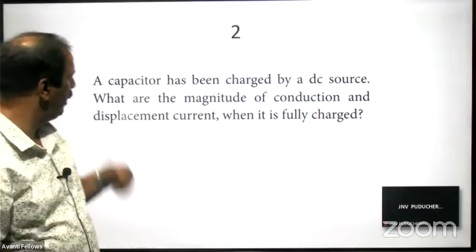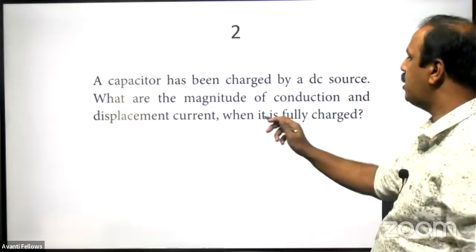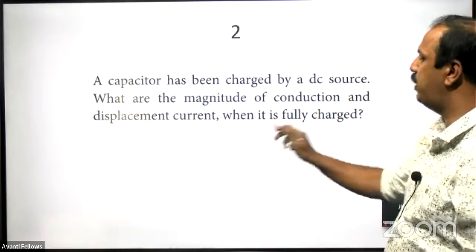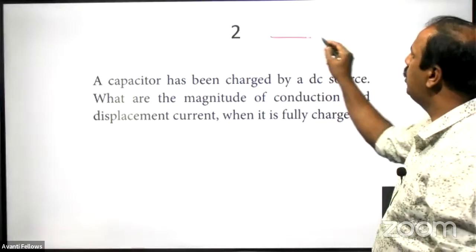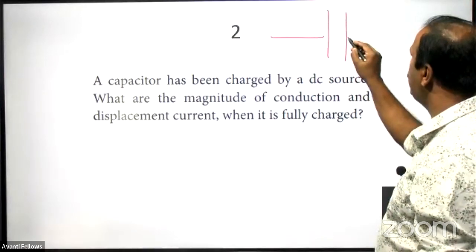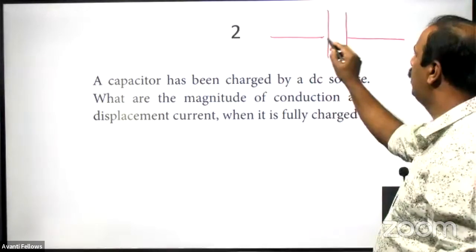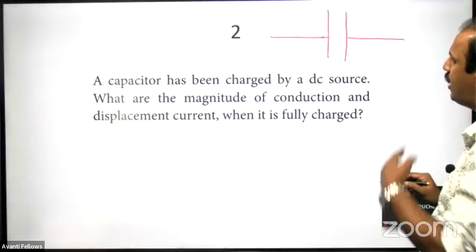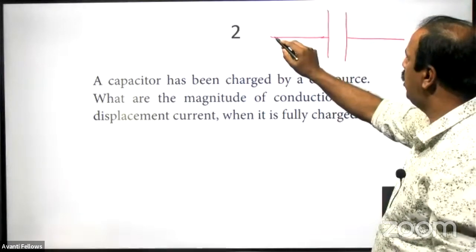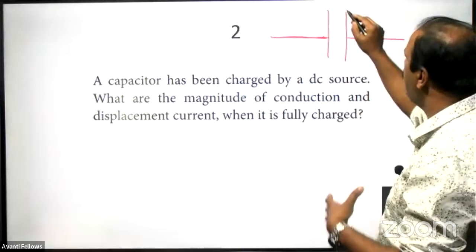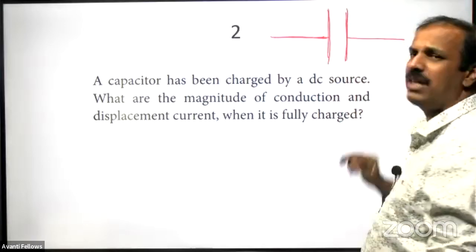See here, this one. A capacitor has been charged by a DC source. What is the magnitude of conduction and displacement current when it is fully charged? Here the difference is you have a capacitor, and this capacitor is fully charged. When a capacitor is charging, the current increases at first. Once it is completely charged, the current will not be there because it's already charged.